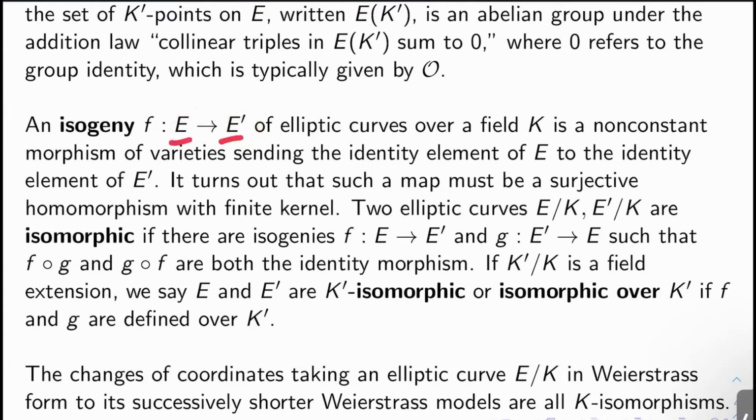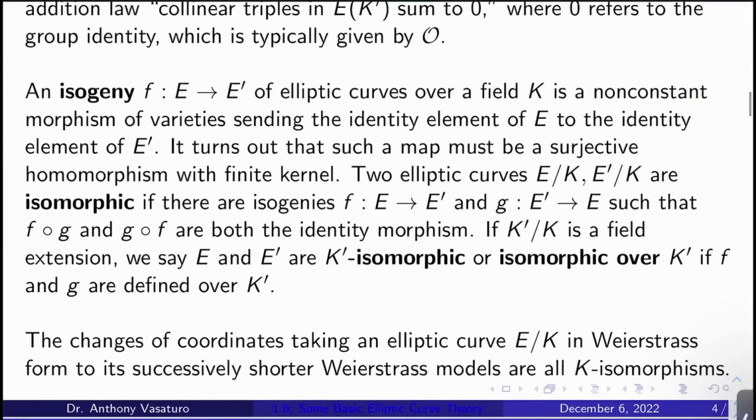Once you give these a topology, you just ask that F be continuous, and you ask that functions on E prime pull back to functions on E through F. It turns out such a map has to be a surjective group homomorphism with finite kernel.